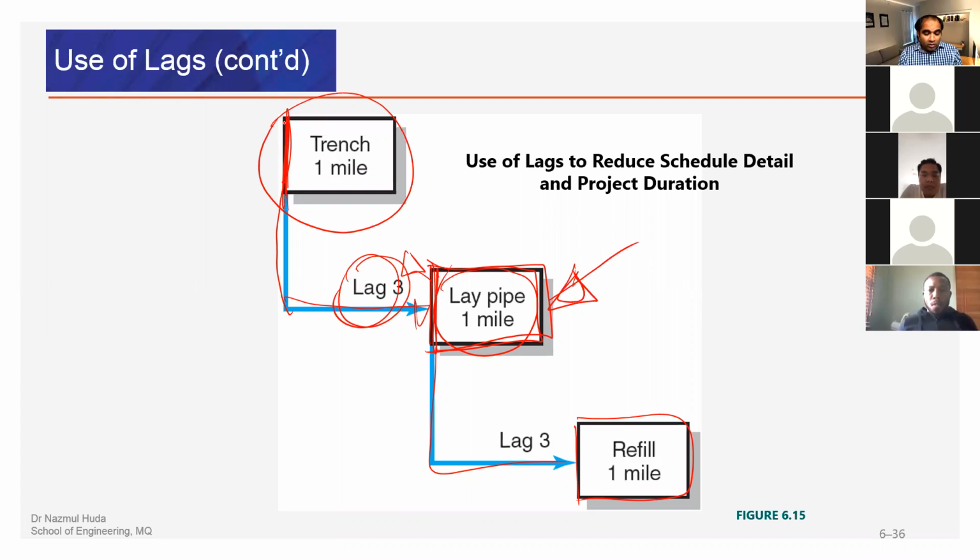So in most of the civil construction or any other engineering projects, for any dependent activity like this, for laying pipe, this is totally dependent on what? On the trench. If we don't have the trench, we cannot lay pipe, right? Same goes for the refill. We cannot refill until the piping is done. All right.